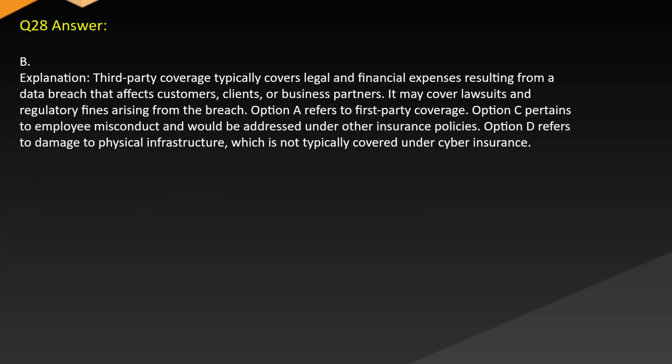Answer: B. Explanation: Third-party coverage typically covers legal and financial expenses resulting from a data breach that affects customers, clients, or business partners. It may cover lawsuits and regulatory fines arising from the breach. Option A refers to first-party coverage. Option C pertains to employee misconduct and would be addressed under other insurance policies. Option D refers to damage to physical infrastructure, which is not typically covered under cyber insurance.